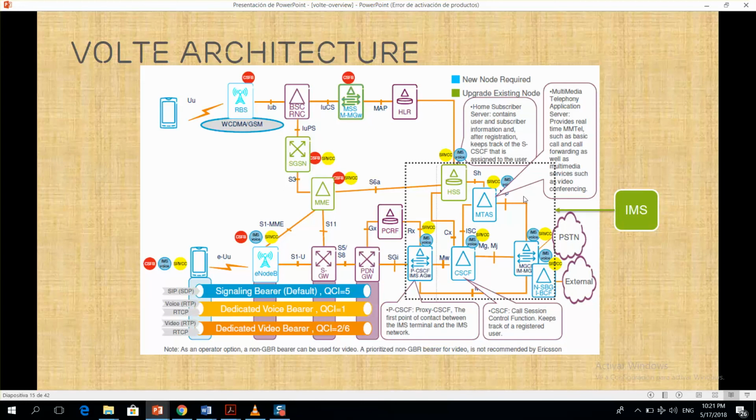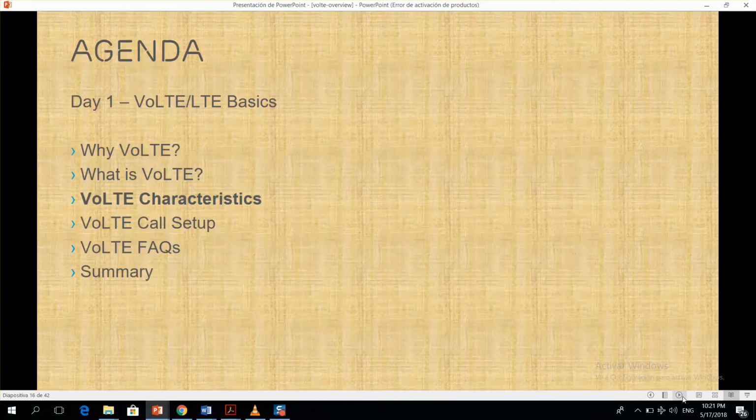You see how this shows you the IMS. Now we go to VoLTE characteristics.